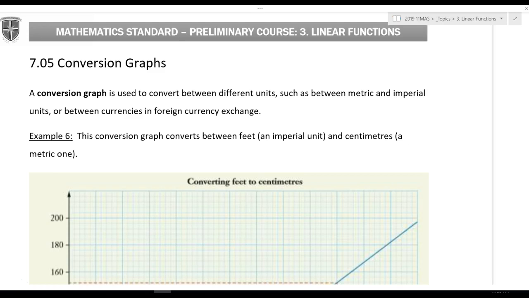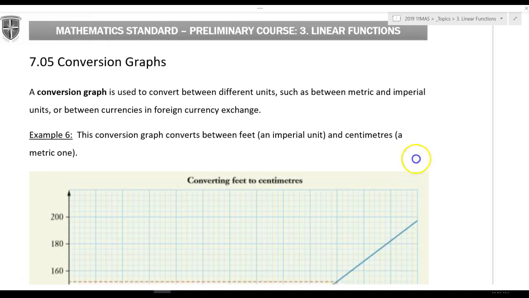But anyway, conversion graph, we use it, not unsurprisingly, to convert things, to convert between units like, say, feet and meters, or perhaps between different currencies like Australian dollars and US dollars or something like that. It is always an example.